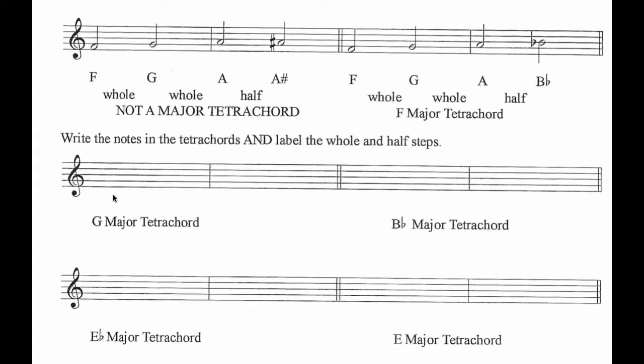G major tetrachord is going to start on G. Let's use the second line. G, a whole step up from G is A, a whole step up from A is B, and then we finish with a half step, so B to C. G, A, B, C. It's the first 4 notes in solfege: do, re, mi, fa, or the first 4 notes in a major scale. That's what a tetrachord is.